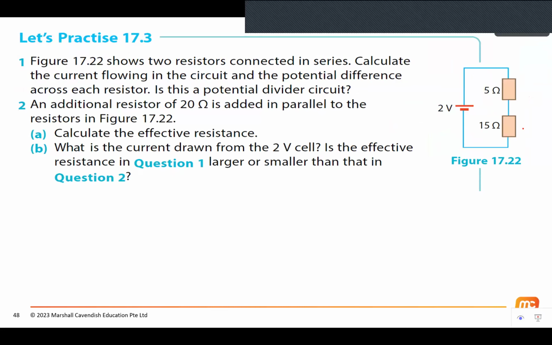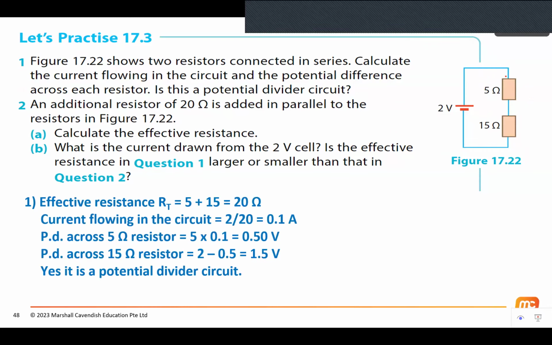There are two resistors connected in series, 5 ohms and 15 ohms. What is the current flowing in the circuit? So I know I need to use I equals V over R. So I need to find the current flowing in the circuit. I will use my voltage, 2 volts, divided by my total resistance. So it's 20. So 2 divided by 20, I get 0.1 ampere. So that is my current flowing through the 5 ohms, and that's my current flowing through the 15 ohms. At any point it is 0.1 ampere.